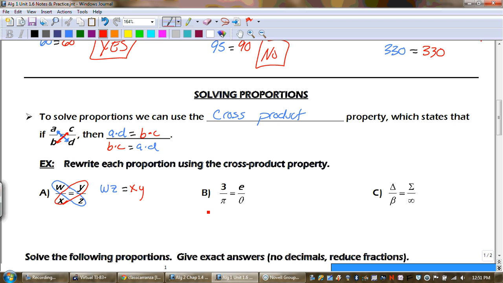Now I'd be like, yo, Mr. Grice, I wrote it differently. Okay, well, the other way you would write it would have been X times Y equals W times Z. Either one of those would be appropriate, okay?